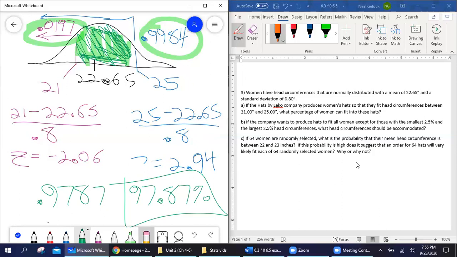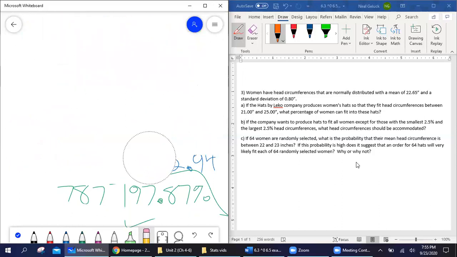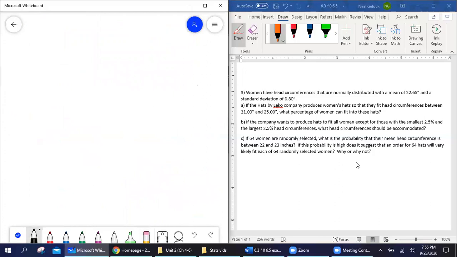Part B is a little different. On part B, I'm given the percentages. So let's say instead they say, all right, we want to make the hats fit all women except those with the smallest 2.5% and the largest 2.5% head circumferences. This I'm going to have to work a little different.